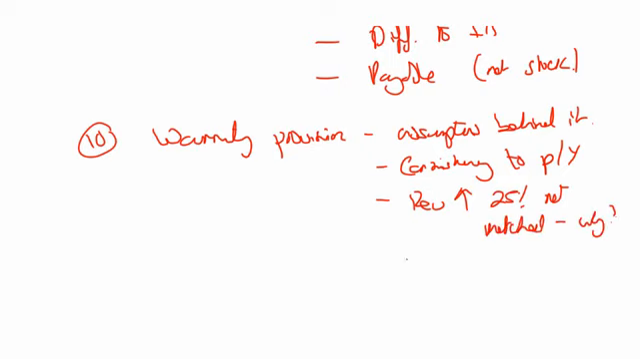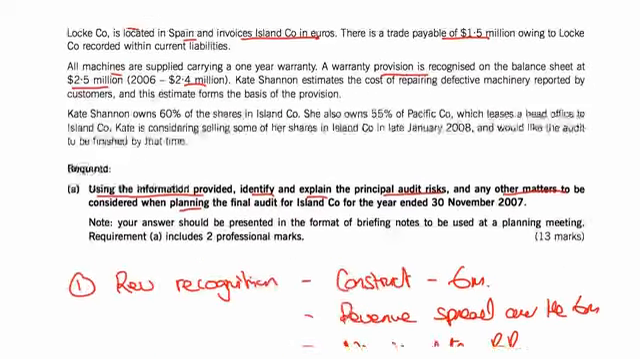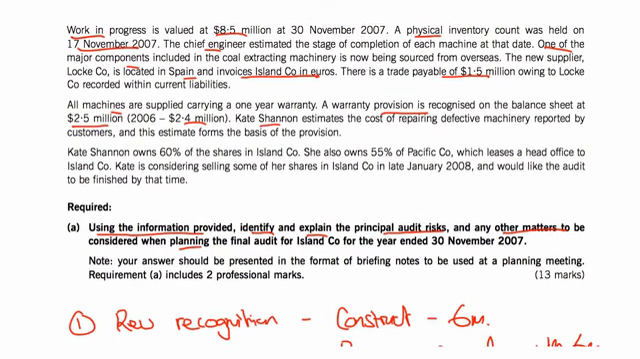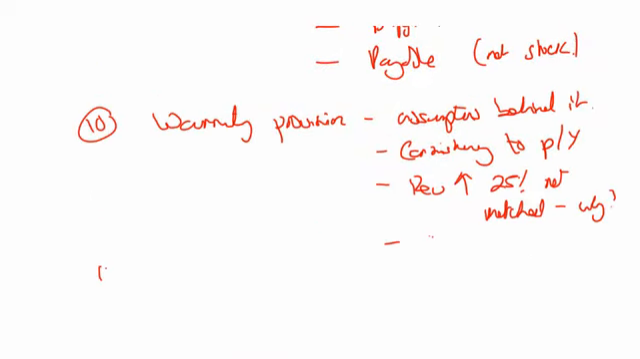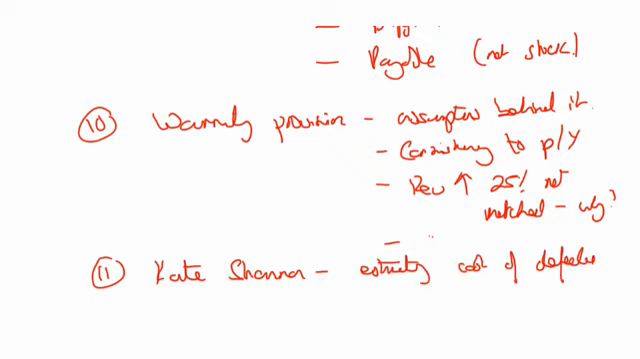It might be just because it's better quality, but probably not, because we've already had that issue with the injury, haven't we? Kate Shannon estimates the cost of repairing defective machinery by the customers, and this estimates the form. So why is she estimating the cost of defective machinery? Again, Kate Shannon, she is estimating the cost of defective machinery. Again, is she qualified to do so? What assumptions, etc., is she using?